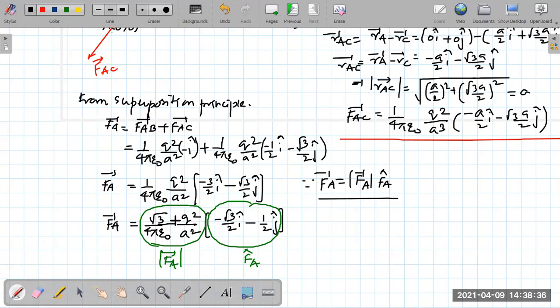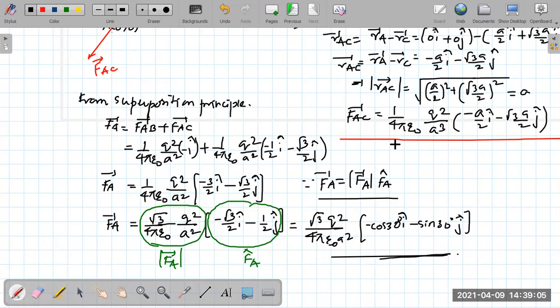So it is root 3 times q square by a square, and it is in which direction? Minus root 3 by 2 I cap plus this one. So I'll say root 3 q square by 4 pi epsilon naught a square into, can I call it as minus cos 30 I cap minus sin 30 j cap? Yes, that is very much correct.